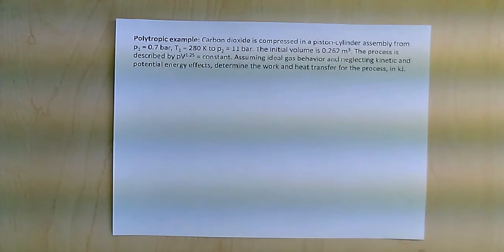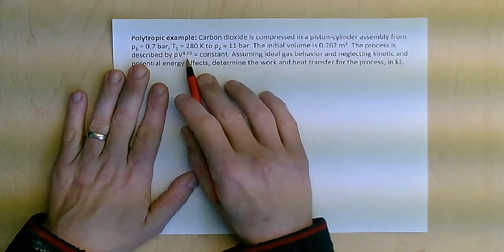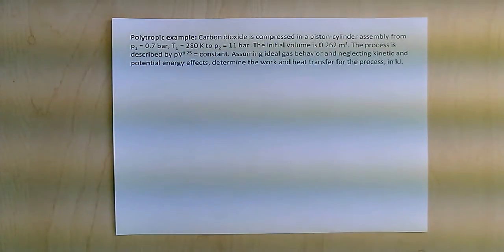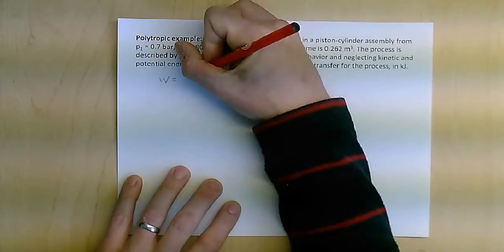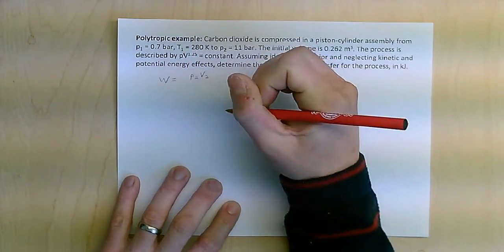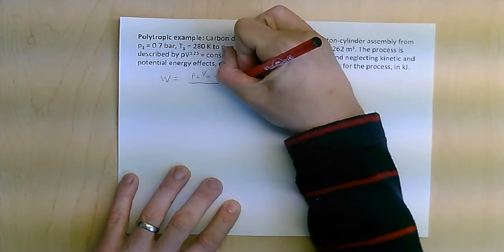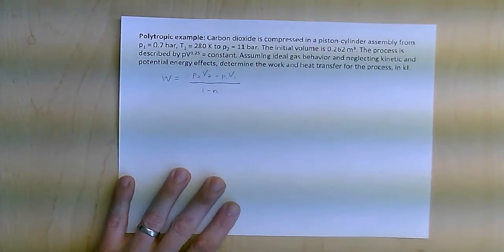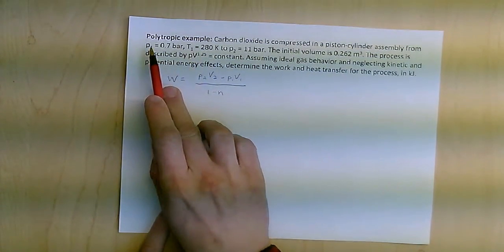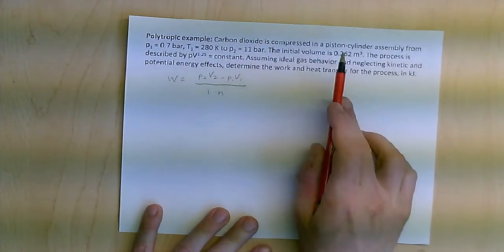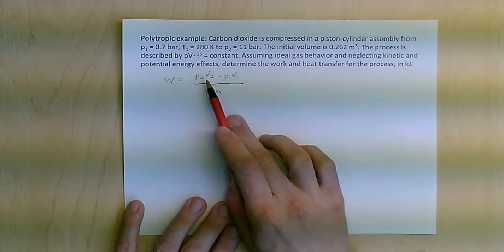Okay, so the first thing I'm going to do is find the work of the process. Now, knowing this is a polytropic process, I can find that the work is (P2V2 minus P1V1) all over (1 minus n), where n is 1.25. I know P1, I know P2, I know V1. Basically, the first thing I need to do is find V2. That's the only thing I don't know in this equation.